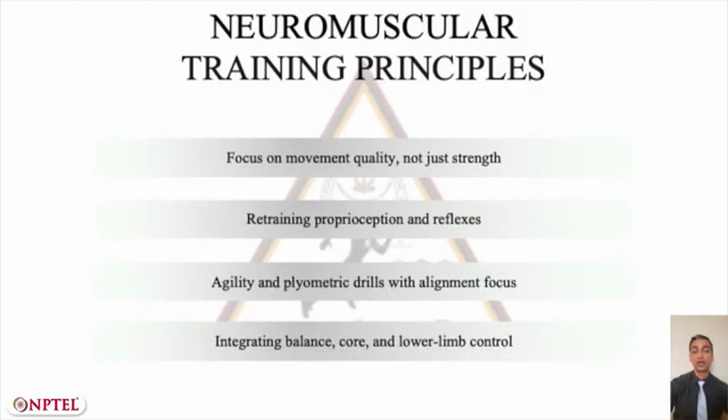Neuromuscular training, or NMT, combines proprioception, reflex control, balance, agility, and core stability. The emphasis is on movement quality, teaching the athlete to land softly, cut safely, and react with controlled alignment under dynamic loads. The specific exercises for each are discussed later in today's lecture.